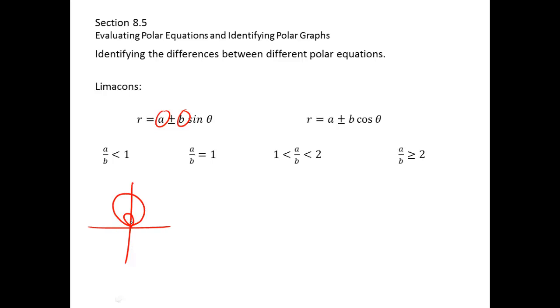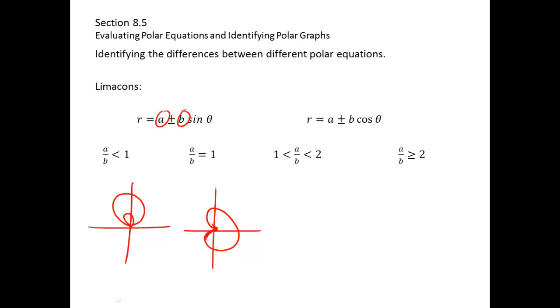It looks like this. If a and b are exactly the same, then it kind of makes what some might call a heart. And the heart kind of looks like this. Now it doesn't come to a point, but it actually comes and meets back here at 0. So you get this kind of heart shape.